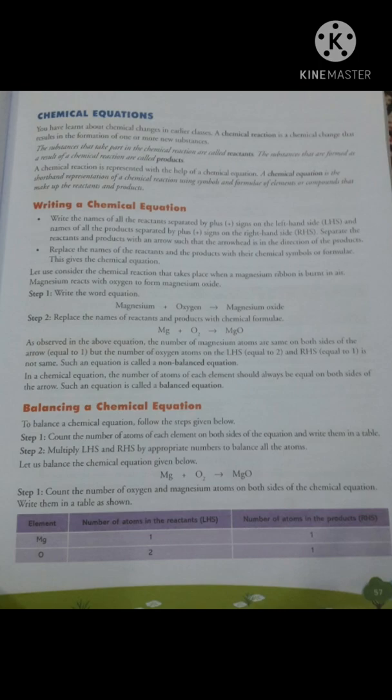Now count the number of oxygen and magnesium atoms on both sides of the chemical equation, and we can write them in the form of a table. First of all, the elements are Mg and O. Now the number of atoms in the reactants: magnesium 1, oxygen 2. Number of atoms in the product: magnesium 1, oxygen 1.